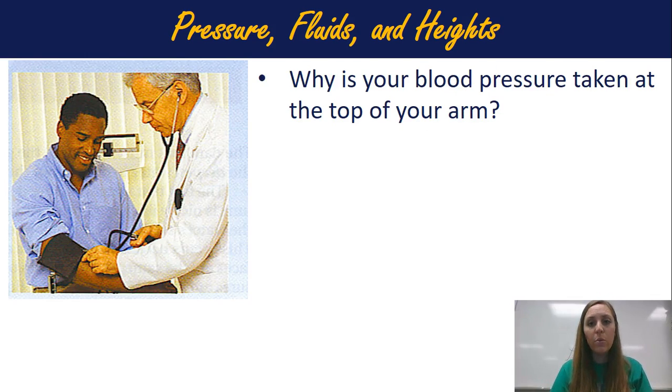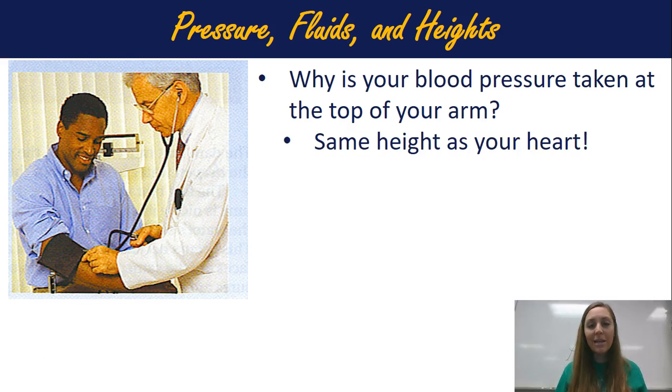So, another question, why is your blood pressure taken at the top of your arm? Well, when you take your blood pressure, you're trying to figure out how well your heart's working. It's the most important part. So, it's at the same height as your heart. It goes straight across. So you take your blood pressure at the top of your arm, so that way it's at the same point so you can see what the pressure is on your heart.